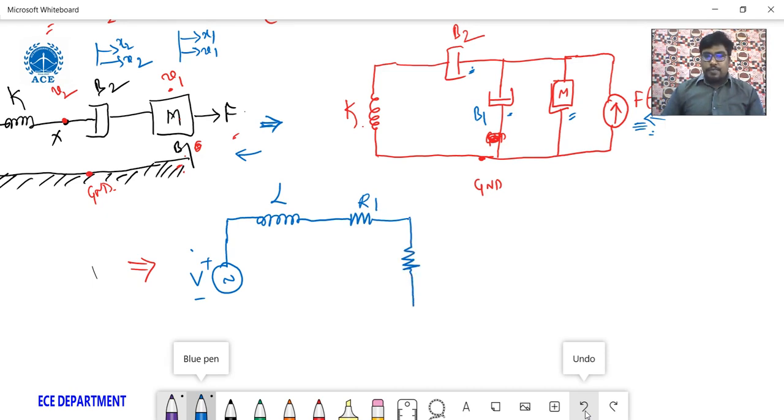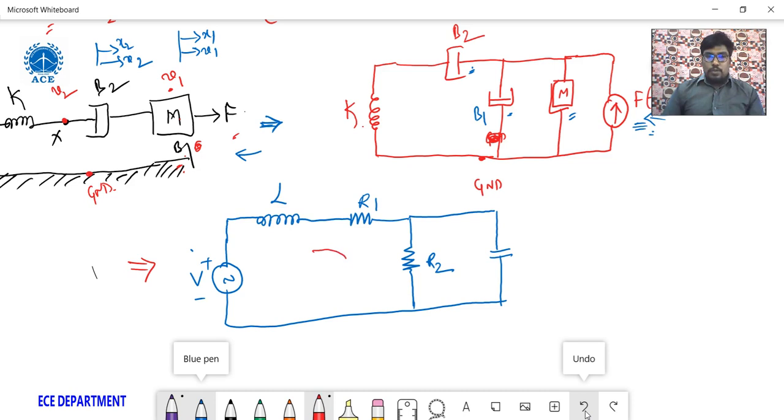Okay, this is R2. Again this one is series, so what we need to draw is in terms of parallel. So the spring element becomes what? Capacitance. Now this is grounded. One more point: the number of nodes, we can take as the number of loops here.